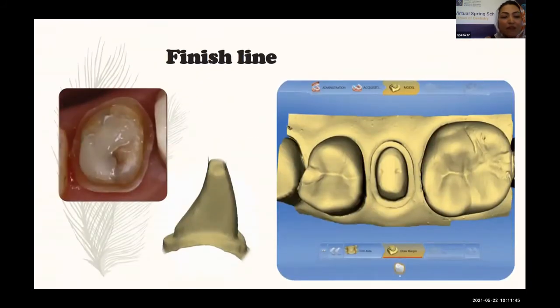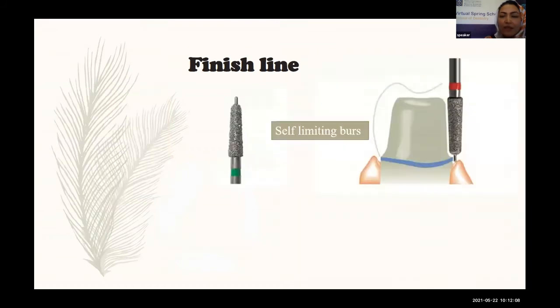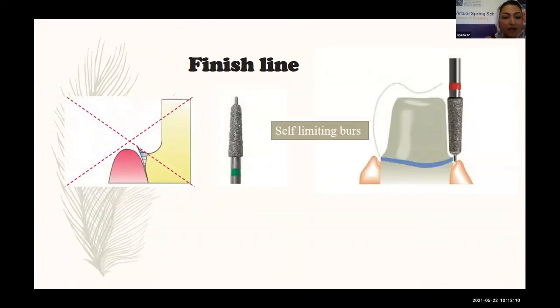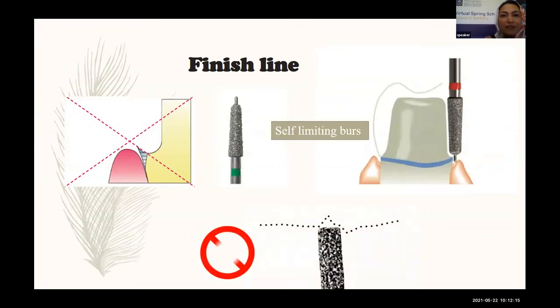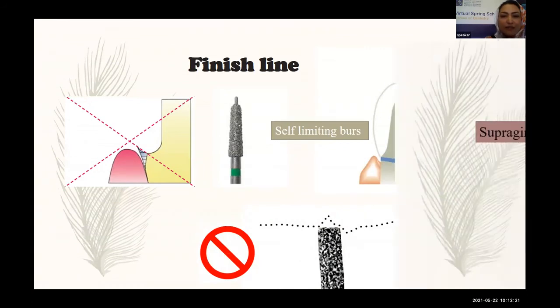Okay, chamfer or shoulder with rounded internal angles, about 0.8 to 1 millimeter depth, is recommended for ceramic restorations. 0.8 millimeter depth is considered especially in proximal parts of premolar teeth and the lingual side of the molar teeth, and 1 millimeter for the other sides. We can use these self-limiting burrs to prevent gutter margin. Furthermore, a spike margin cannot be replicated by rotary instruments, and the risk of open margin would be increased.